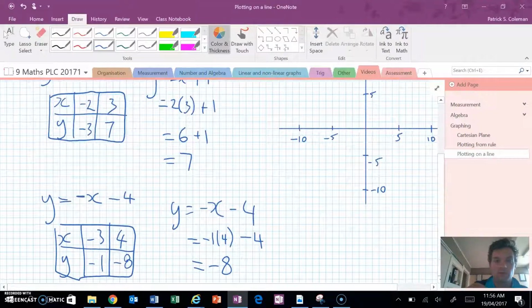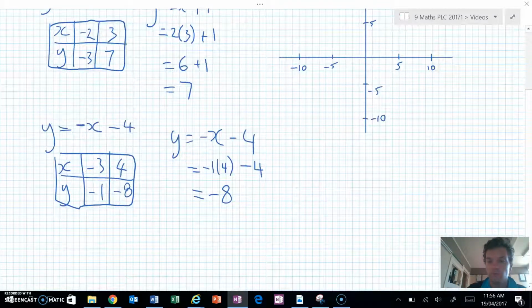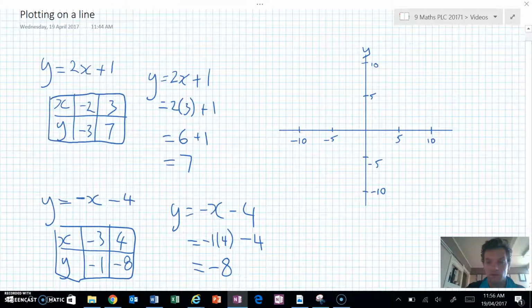Now let's go ahead and plot those points. So the first value we've got is x equal to -3 and y equal to -1. I'm going to put it there, and then when x is equal to 4, y is equal to -8. On there, let's just double check that because we know that we've mislabeled that -5. So I'm going 1, 2, 3, 4, 5, 6, 7, and we're just going to move him down one because it should be there 8.